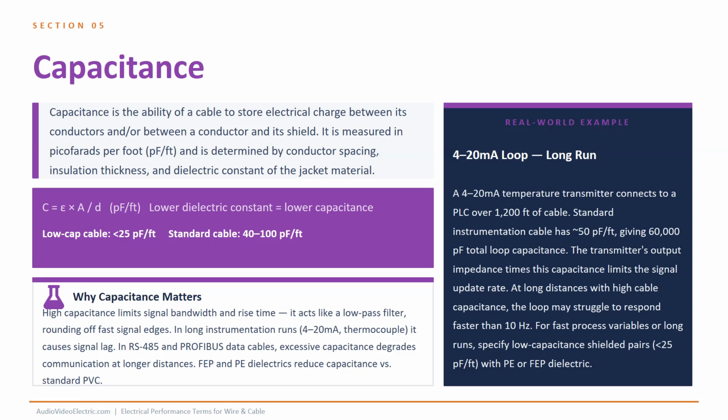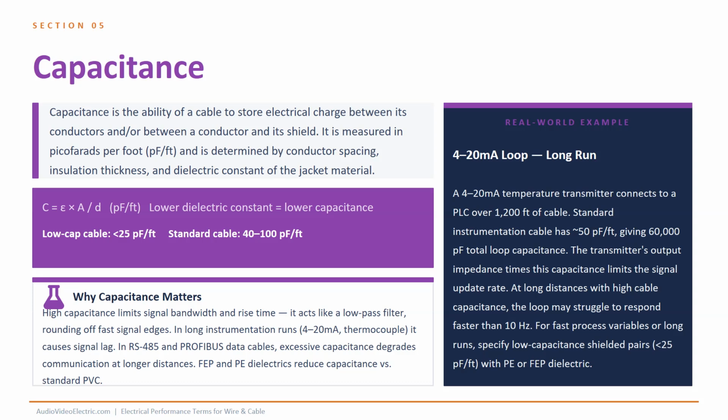Capacitance is a cable's ability to store electrical charge between conductors or between a conductor and its shield. Measured in picofarads per foot, it's determined by spacing, insulation thickness, and the dielectric constant of the material. High capacitance limits signal bandwidth and slows response, which is critical in instrumentation and data cables.